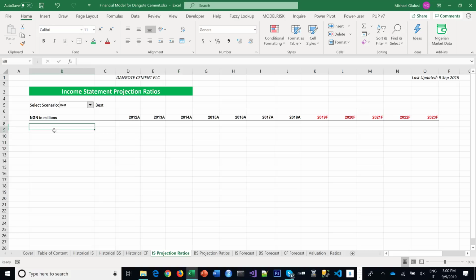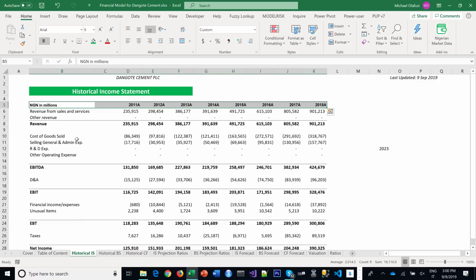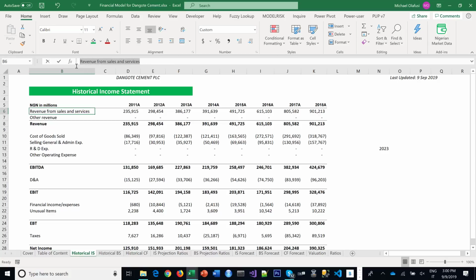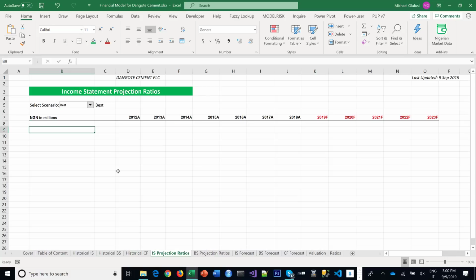All right, so now every line on the income statement we need to forecast. So we need to forecast the revenue, we need to forecast other revenue. So let's start with the revenue from sales and services. I'm just going to call that main revenue. I can simply copy it and paste since that might be faster. I come here, I paste that.